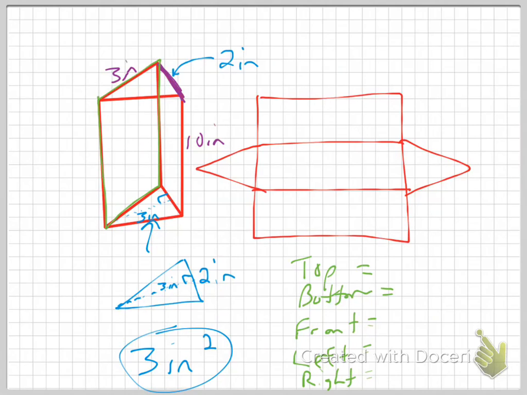How many square inches was it? Do you remember? We did this. 3 squared inches. If the top is 3 squared inches, then the bottom is also 3 squared inches. What did we decide? Well, can you look at that? Have I given you enough information to tell me about the front? Have I? What do you need?